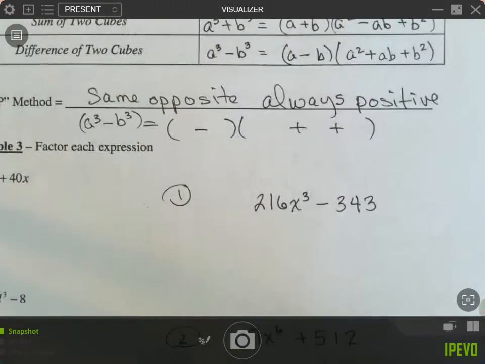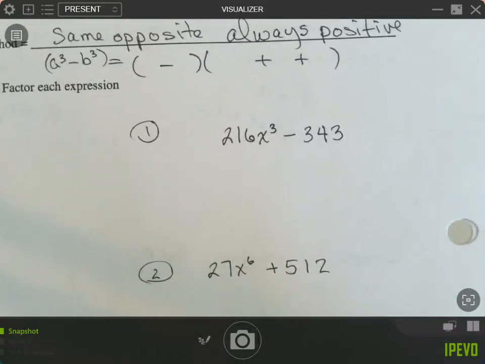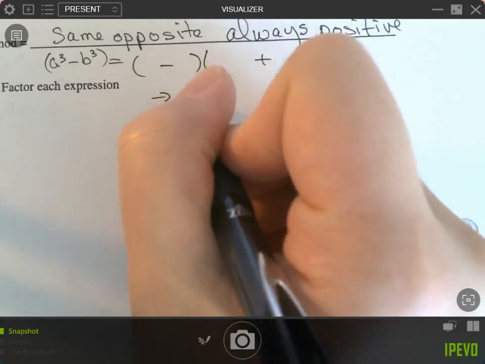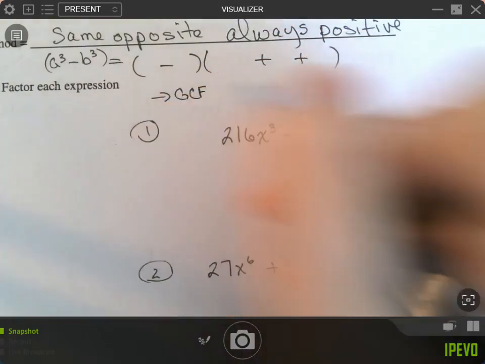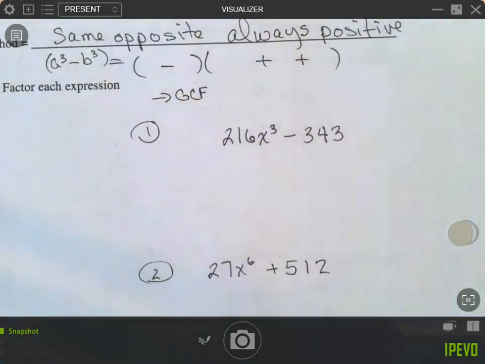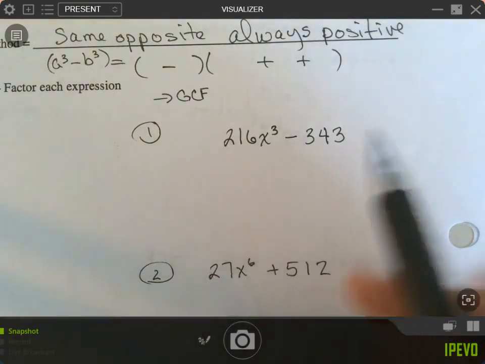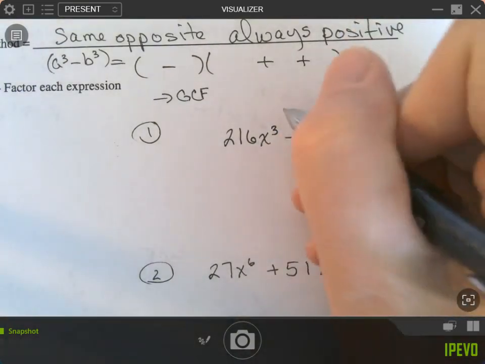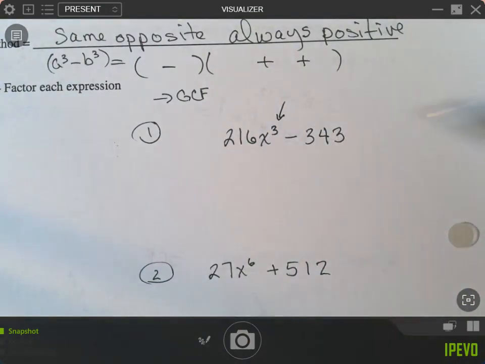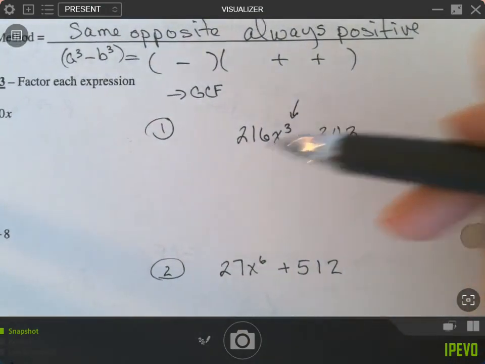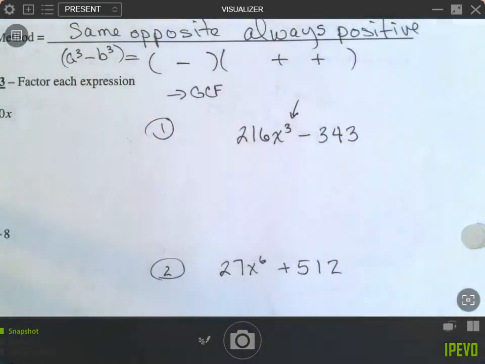All right, so no matter what I'm giving you, the first thing you should always do is look for a GCF. Now, I don't believe there's a GCF here. Yeah, there's no GCF here, but I double checked it. What stands out to me is there's 2 terms and that power of 3. So the next thing I'm going to do is check, is 216 a cubic number? And we're not as familiar with those.